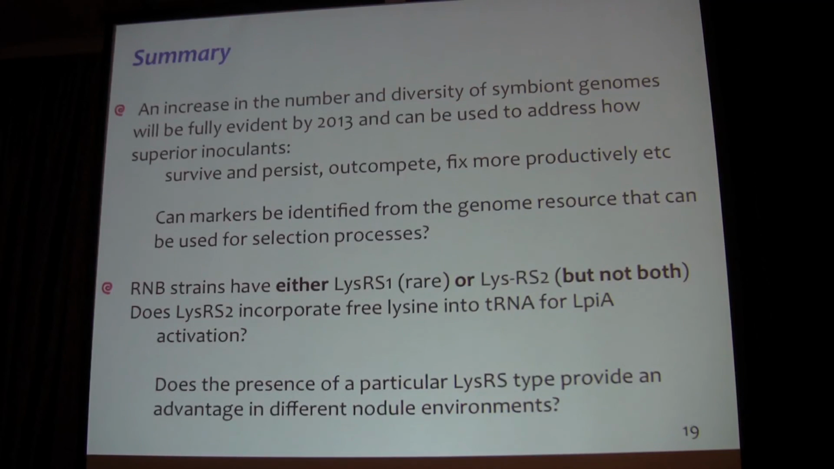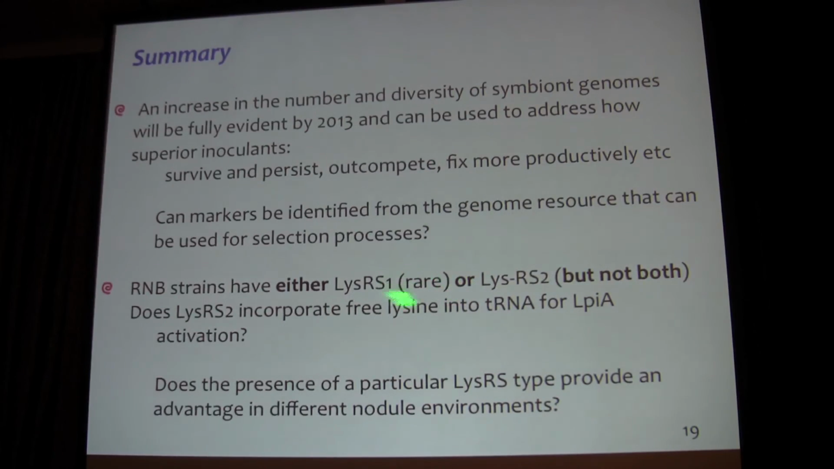Okay, so just to summarise then. This resource will become incredibly important to the community to begin to look at all sorts of different edaphic parameters, survival and persistence, competition, what are the reasons governing why one strain can fix more effectively than another. More importantly, we can now start to look at identifying markers to identify superior inoculants. And this particular study has highlighted that for the root nodule bacteria, strains can have LysRS1 or LysRS2, either one or the other.